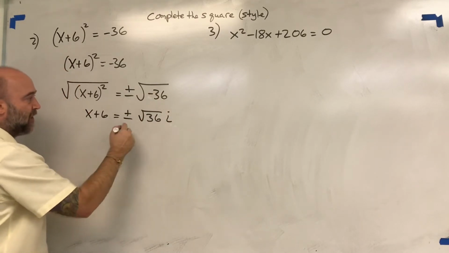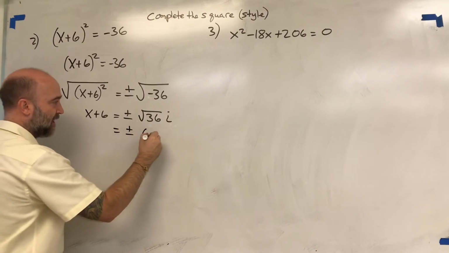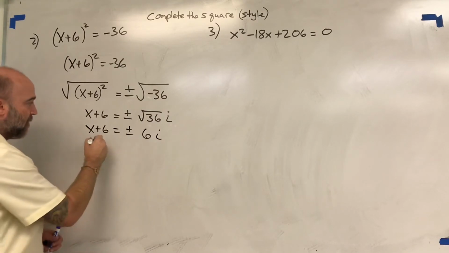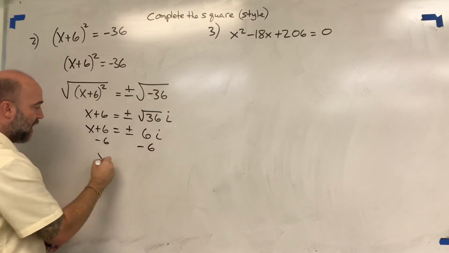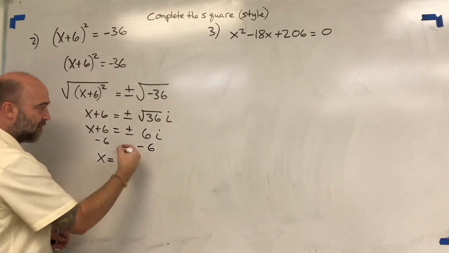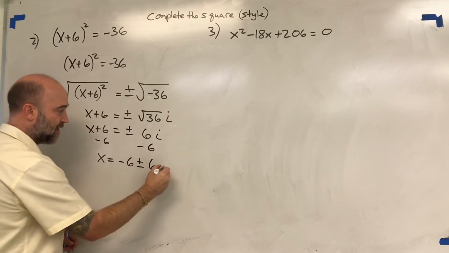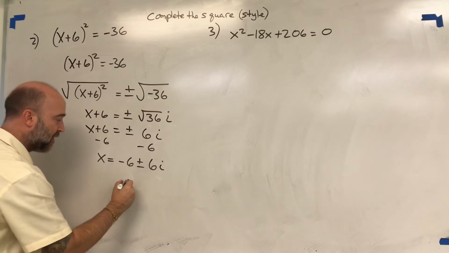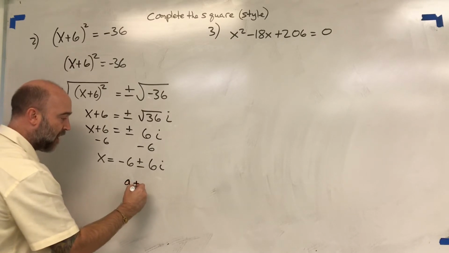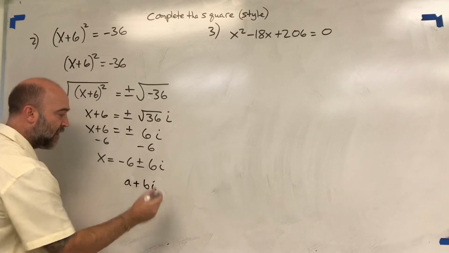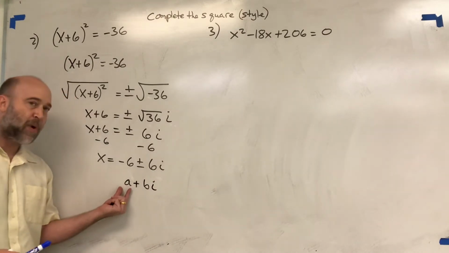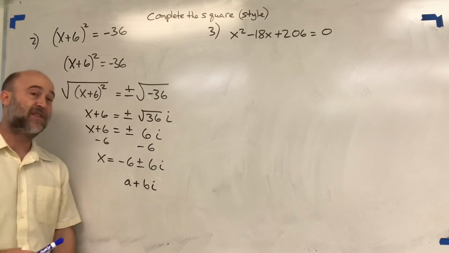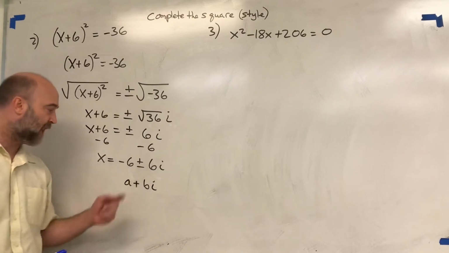All right, and the square root of 36, I'll simplify that, plus or minus 6i. We still have x plus 6. To get x by itself, minus 6 minus 6, x equals, the negative 6 comes out front, plus or minus 6i. This is called the rectangular form of complex numbers. It's some number a plus some number b, and then we have that i. This would be called the real part. It doesn't have the i attached to it. This is called the imaginary part because it does have the i. The whole thing is called a complex number.